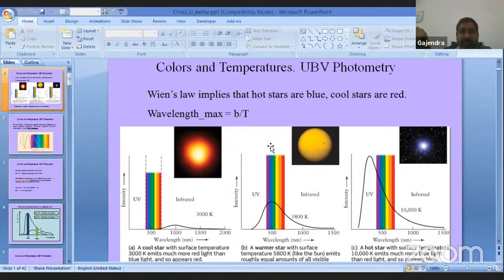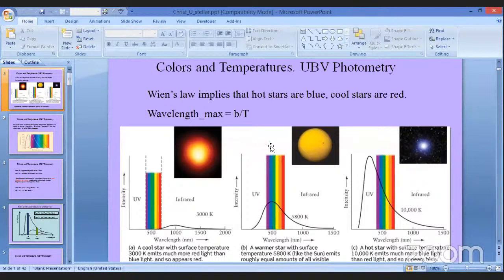Okay, so Savita has a question. Yes. Savita, please go ahead. So if she's not able to connect, then I'm just reading out the question. So she's asking, what is the difference between apparent magnitude and absolute magnitude?